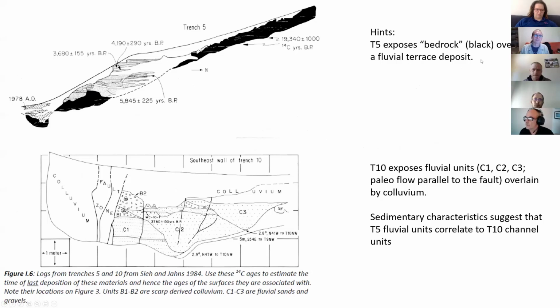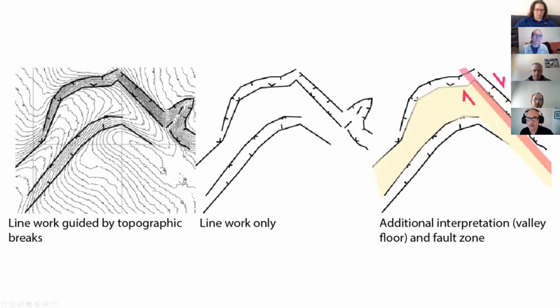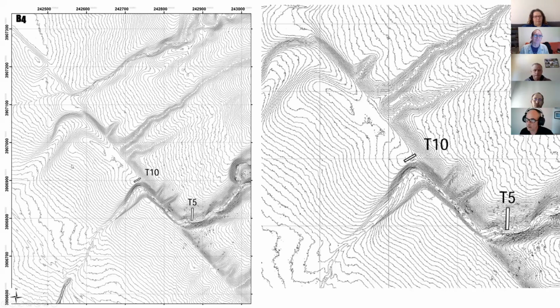So these are fluvial deposits that have paleoflow parallel to the fault, overlain by colluvium, and they're also broken by the fault. And the sedimentary characteristics suggest that the T5 fluvial units correlate with the T10 channel units. And so you want to look again at what's the youngest deposit in this, what's the youngest age in these deposits. So these two relate. And so when you start to reconstruct the landscape, you start to say, well, how does this terrace relate to this channel? You want to look at that.